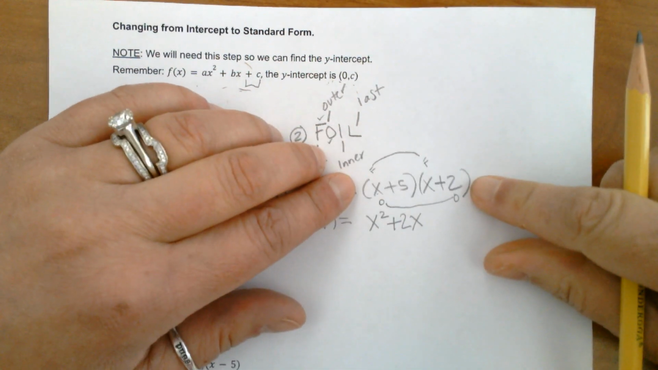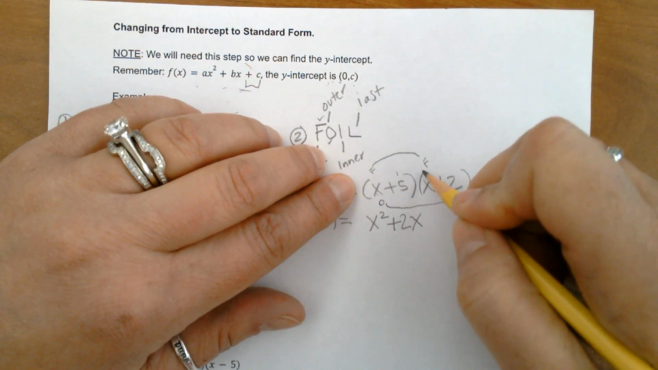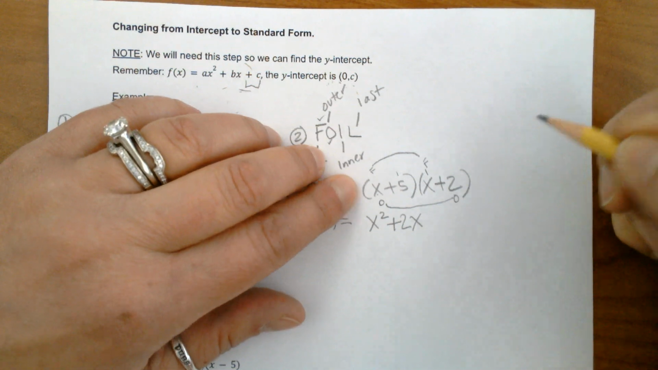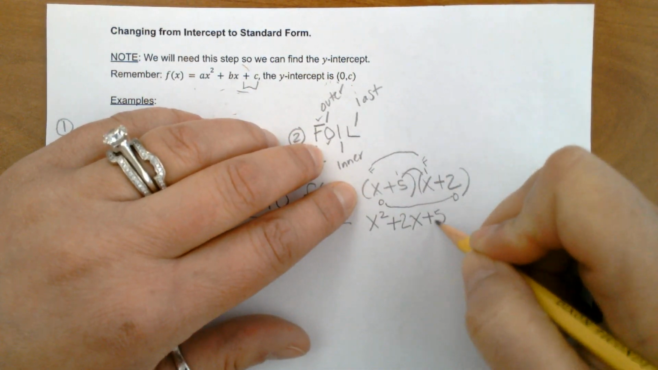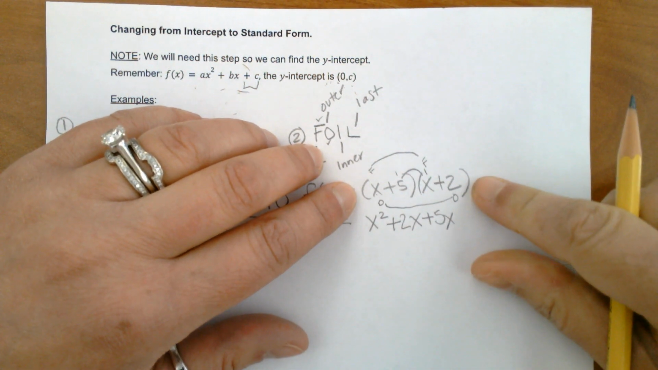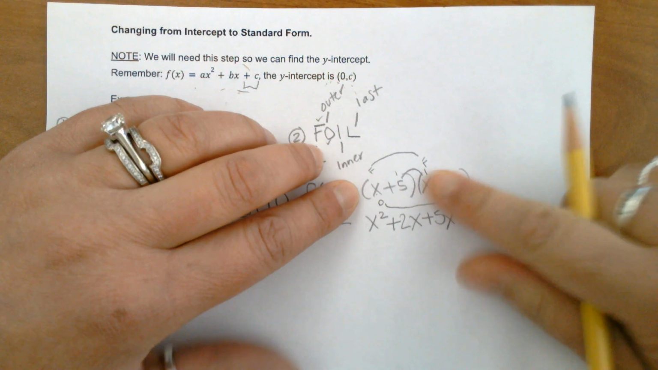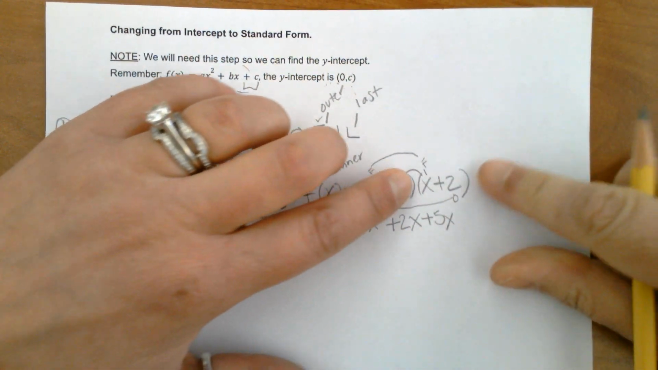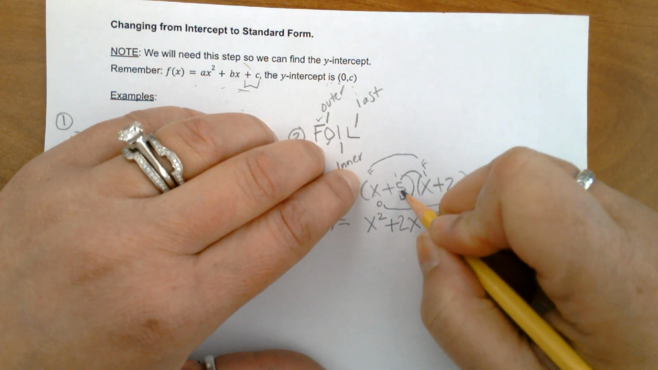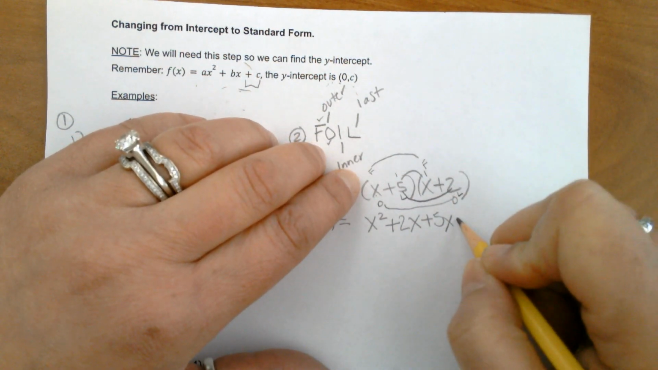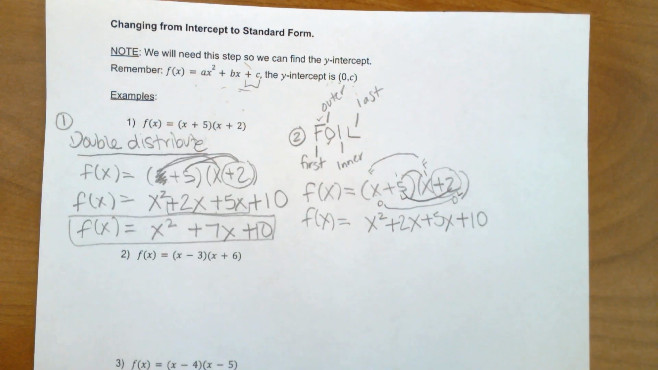Inner terms, again, if we're looking at this, our inner terms are going to be the 5 and the x. They're the inside of the group, so I'm going to multiply those, positive 5x. And then if you're looking at this, my last terms, if you're just looking at the x plus 5, my last term is the 5. And if you're just looking at x plus 2, my last term is the 2. So I'm going to multiply those. 5 times 2 is 10. And it is a positive 2, okay?